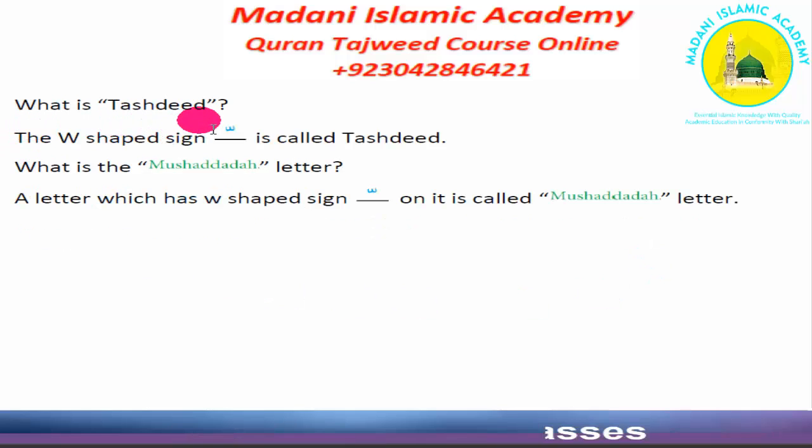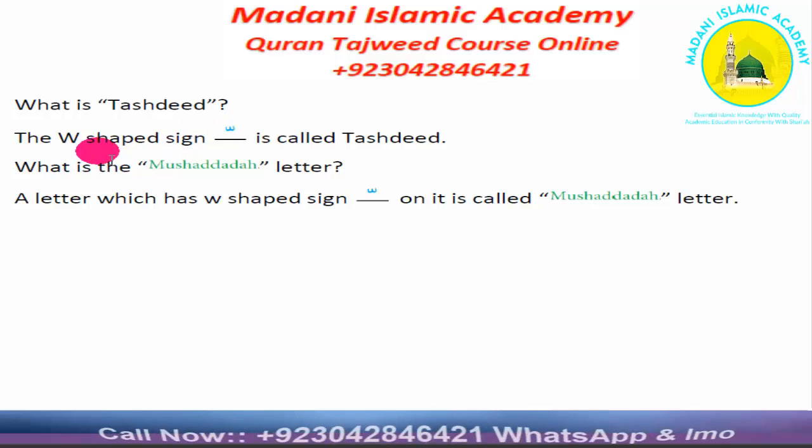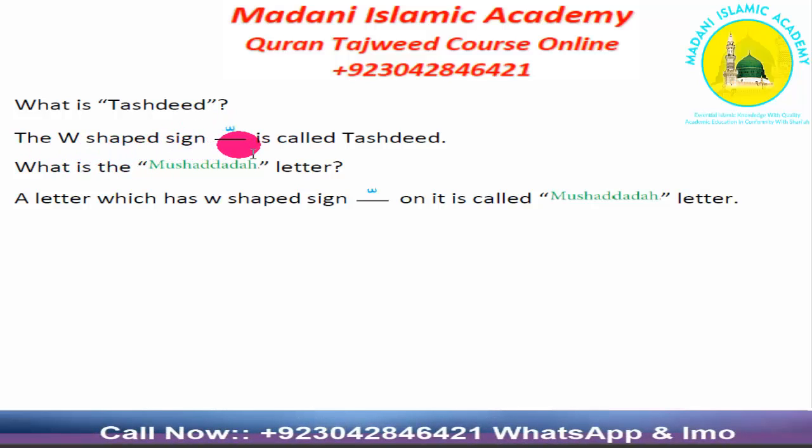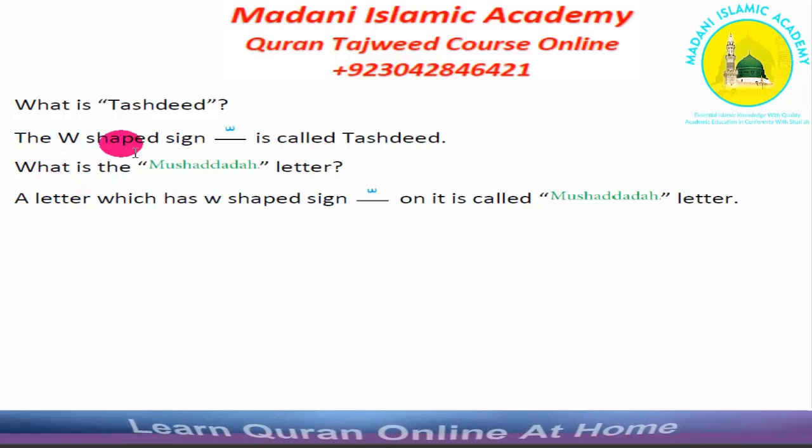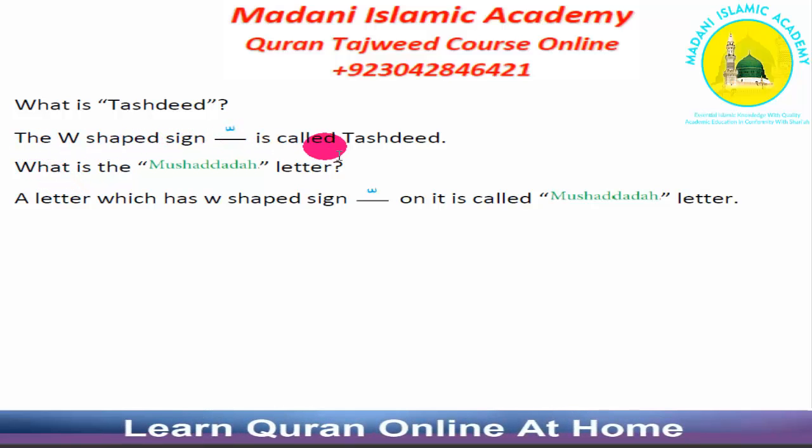What is Tashdeed? The W shape sign is called Tashdeed.